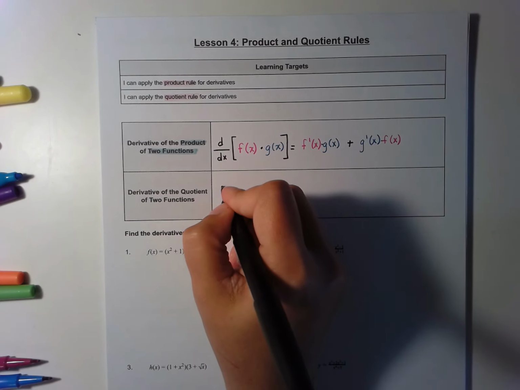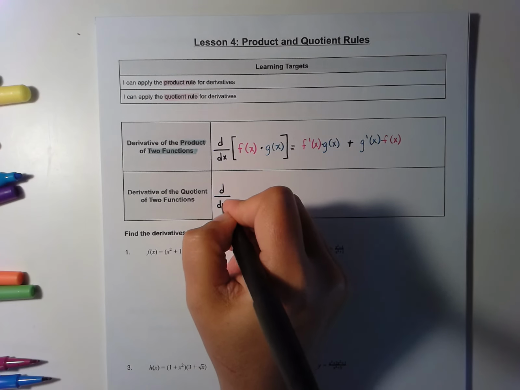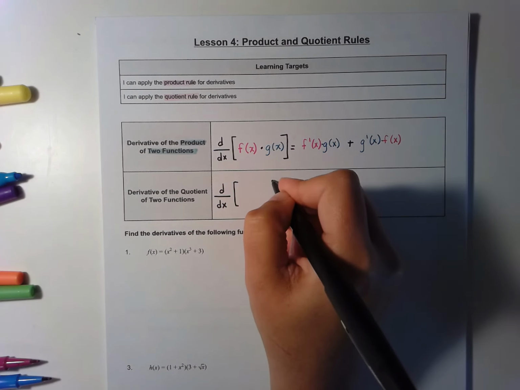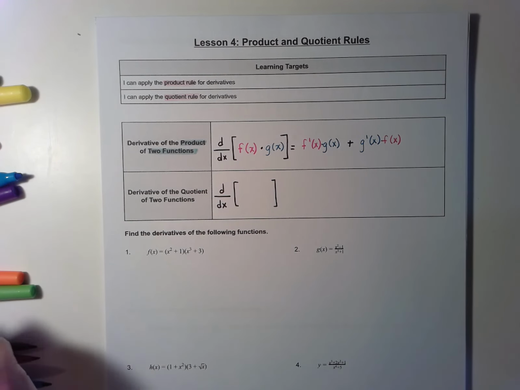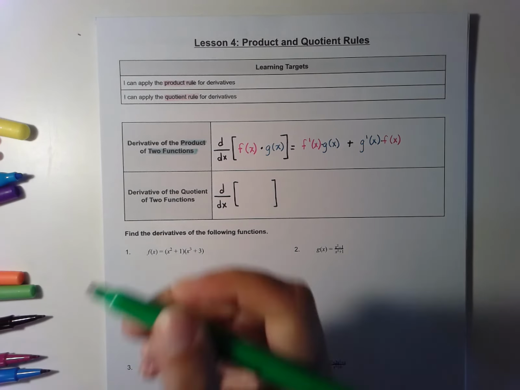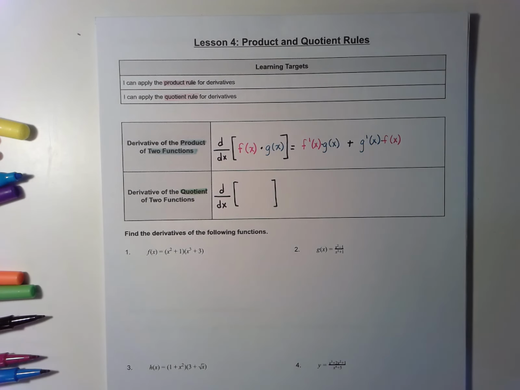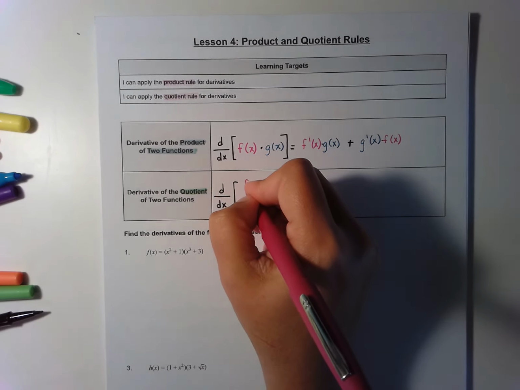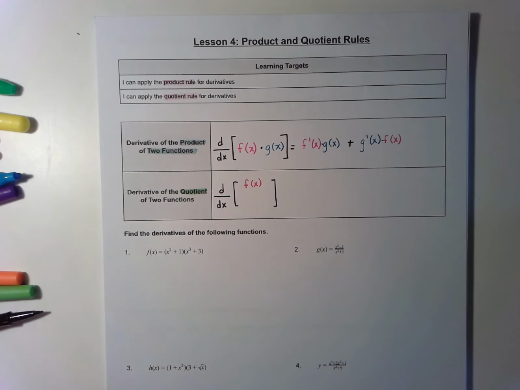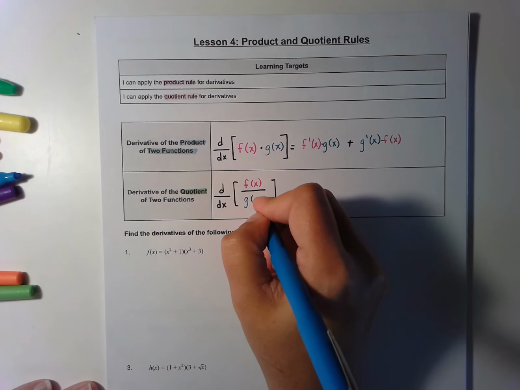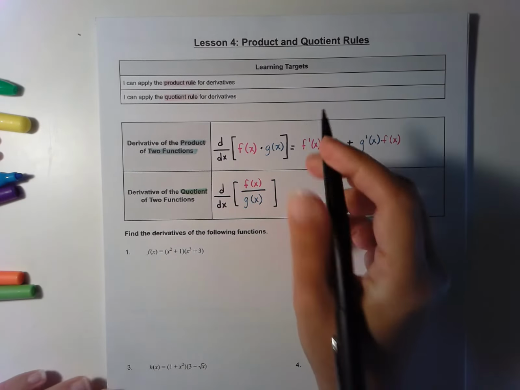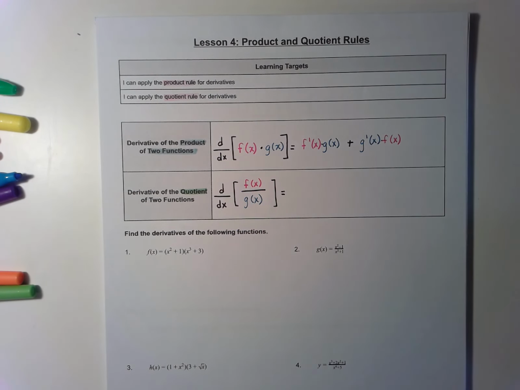Now, similarly, we have a special rule for what we do when we need to find the derivative of the quotient of two functions. Now, as a reminder, the word quotient means division. So we're going to be looking at the division of two functions here. So I'm going to write this as f of x divided by g of x. So the rule is that if you ever see a problem that has a fraction like that, a rational function, the division of two functions, then to take the derivative, here's what you do.